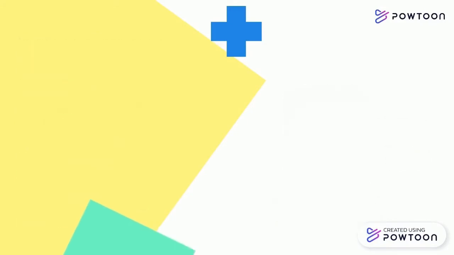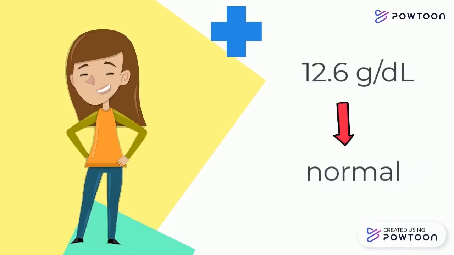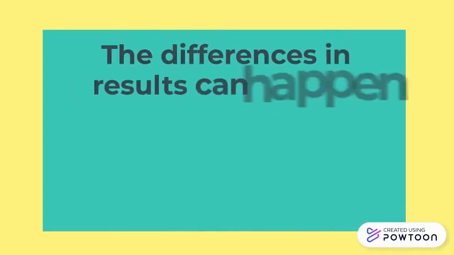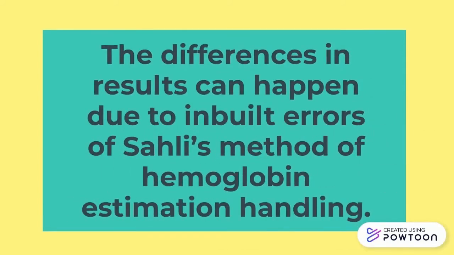blood. A female student was used in this experiment as a sample, and the result obtained is 12.6 grams per deciliter, which is in normal range. These are based on the estimation of hemoglobin by measurement of its color. The differences in results can happen due to input errors of Sahli's method of hemoglobin estimation handling.